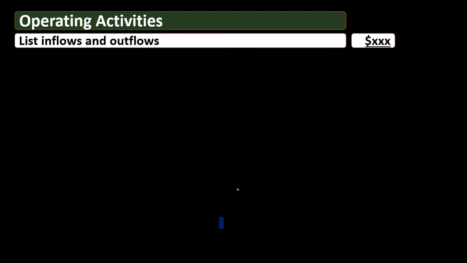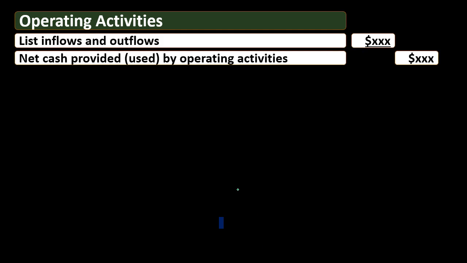So here's going to be the basic outline for the statement of cash flows. We're going to have the operating activities. That's going to include a list of inflows and outflows from the operating activities, and then we're going to have the net cash provided by the operating activities. Now, this list of inflows and outflows for the operating activities will be the most extensive list because the operating activities are similar to the income statement for an accrual basis. What we're trying to get to is net cash provided by operating activities, which is kind of like net income on a cash basis.